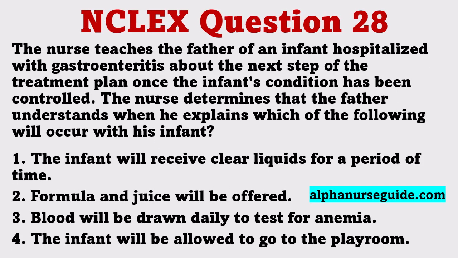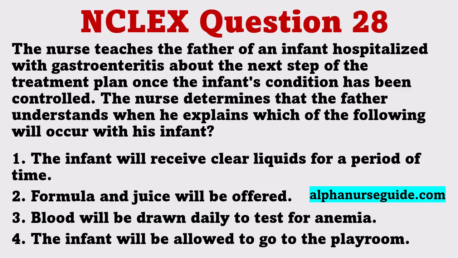The nurse teaches the father of an infant hospitalized with gastroenteritis about the next step of the treatment plan once the infant's condition has been controlled. The nurse determines that the father understands when he explains which of the following will occur with his infant. 1. The infant will receive clear liquids for a period of time. 2. Formula and juice will be offered. 3. Blood will be drawn daily to test for anemia. 4. The infant will be allowed to go to the playroom.